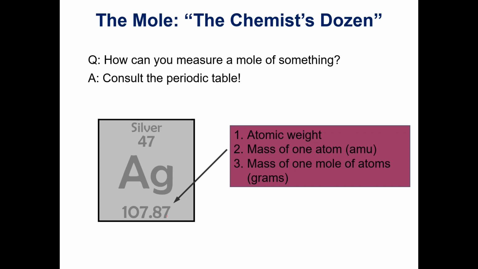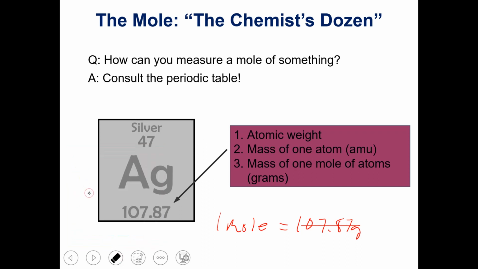If you look at the number that's written under an element on the periodic table, that is the atomic weight of the element. That's also the mass of one atom in AMU. So one atom of silver would weigh 107.87 AMU. But conveniently enough for us, this is also the mass of 1 mole of atoms in grams. So if I have 1 mole of silver, that means that that mole of silver weighs 107.87 grams.